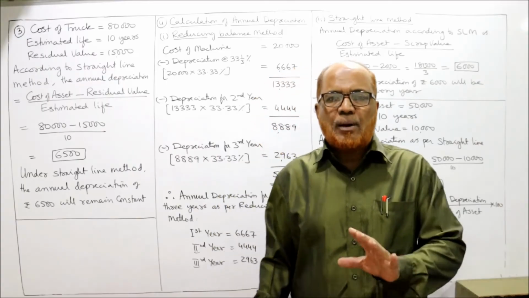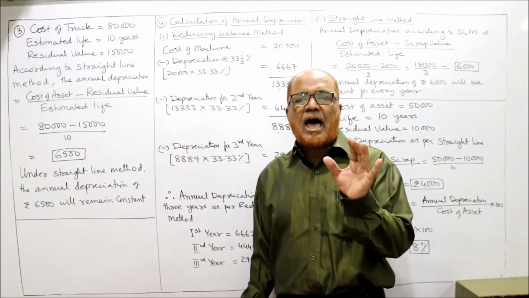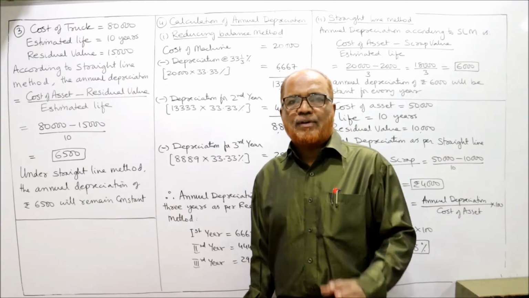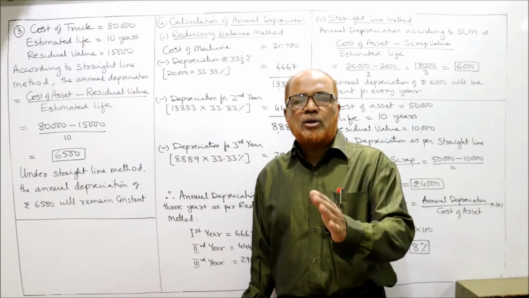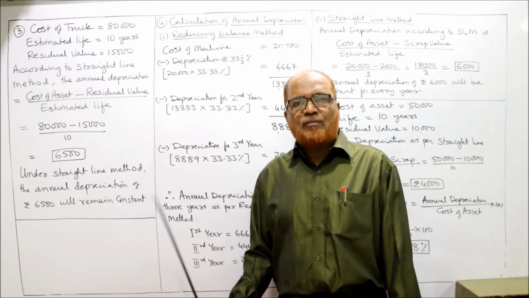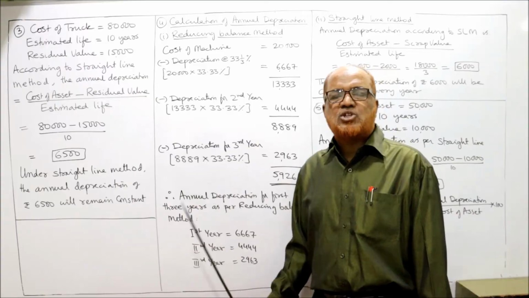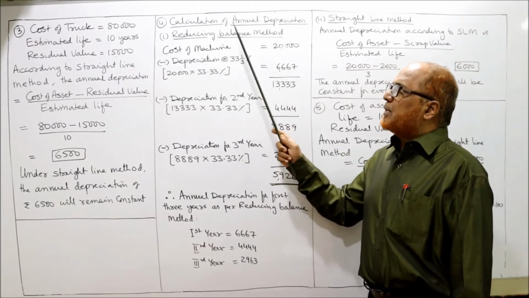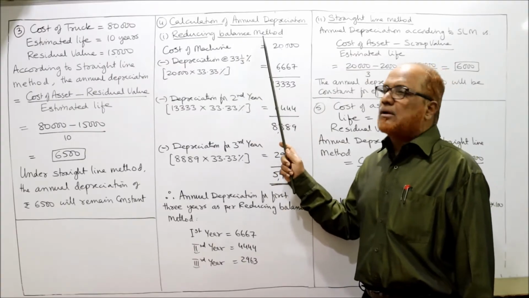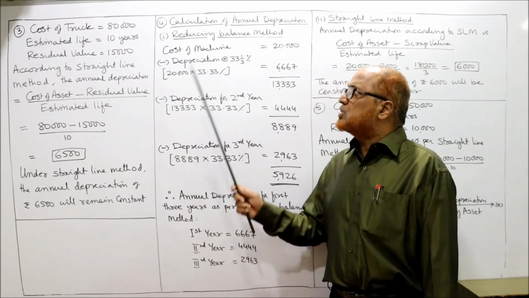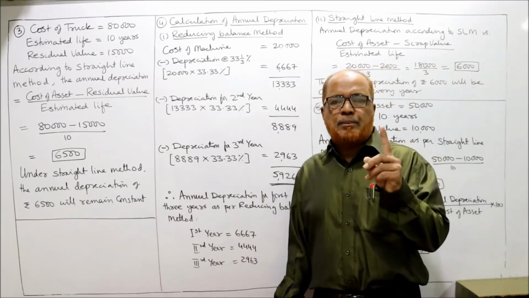So we are given the complete information. We have to calculate annual depreciation for first 3 years according to reducing installment method and straight line method. So first I am going to calculate the depreciation according to reducing installment method. Calculation of annual depreciation, reducing balance method. Cost of the machine is 20,000, given in the problem. The cost is 20,000.